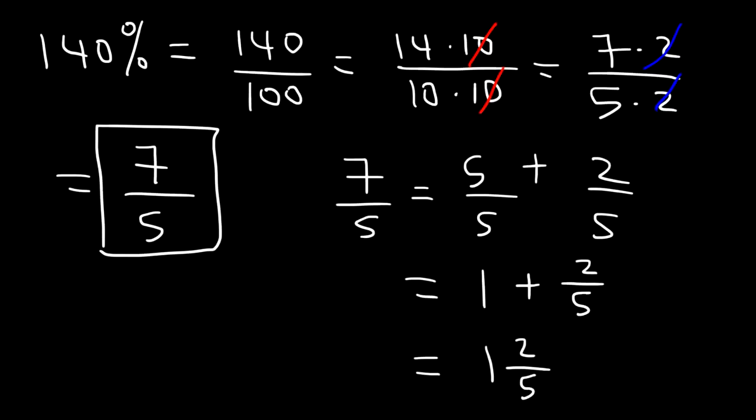Now granted, you could use long division to convert an improper fraction to a mixed number. But sometimes you may need to report your answer as an improper fraction. Other times you may need to report it as a mixed number. So we're going to do it both ways. Now go ahead and try this one for practice. Convert 280% into an improper fraction and a mixed number.